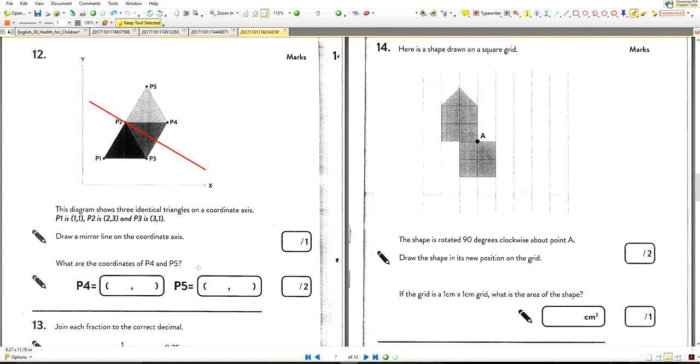Now it says what are the coordinates of P4 and P5. So let's write down what these coordinates are. Let's change the color, let's go for orange. Let's drop a line here so we can write down what the values are. So we need to do P4 and P5. P5 is going to be right above P3. Alright, we need the x coordinates as well.